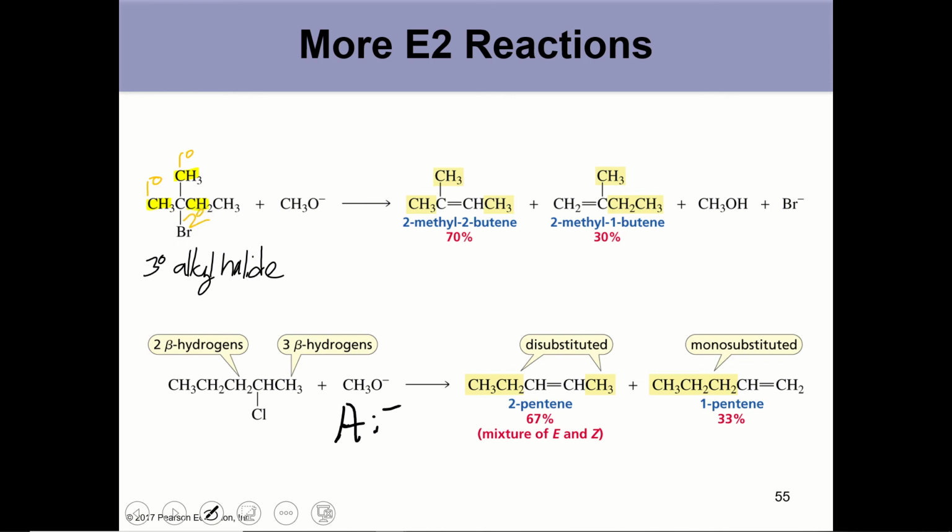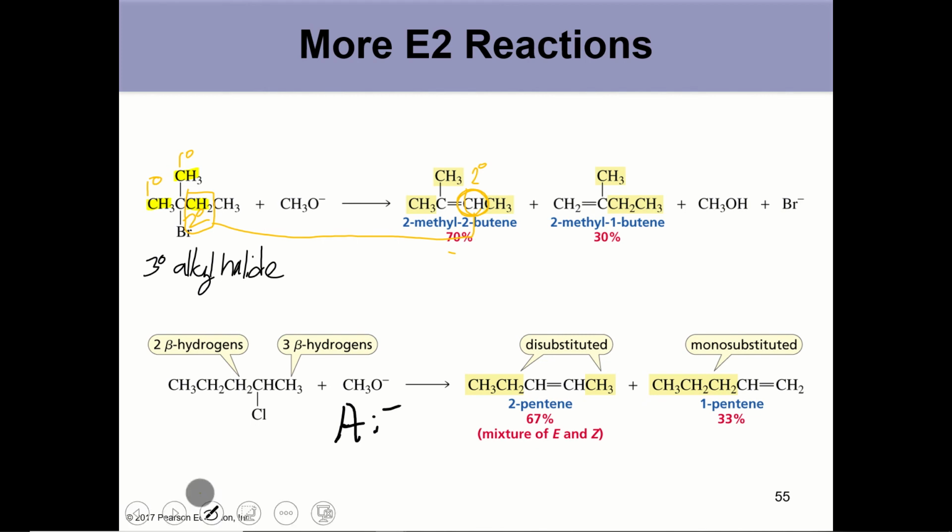Okay, so that's this carbon. And so I would expect removal of a proton from the secondary carbon to give the major product. And in fact, that is what you see. The secondary carbon is the carbon where the hydrogen was removed from to give us the major product at 70%. And then if either one of the methyl groups loses a proton, we get the minor product at 30%.